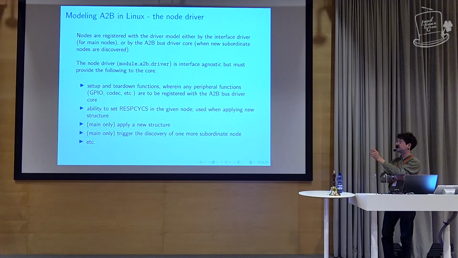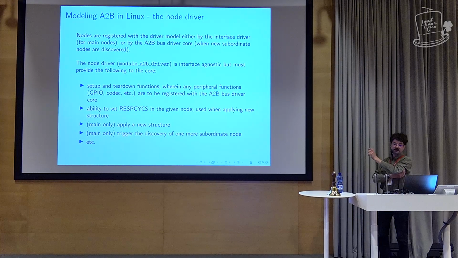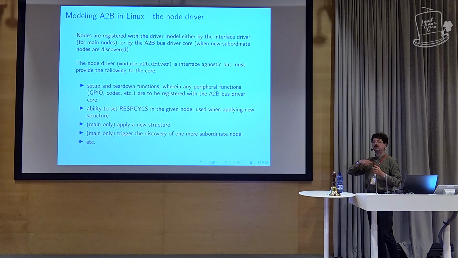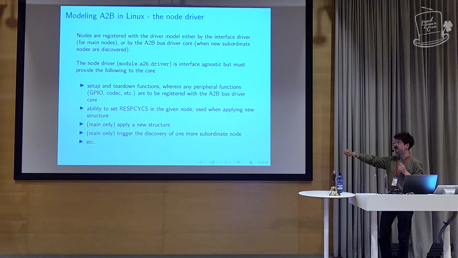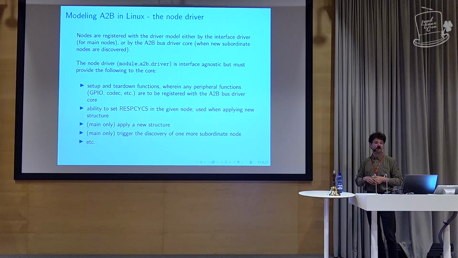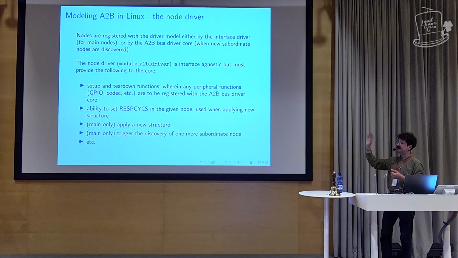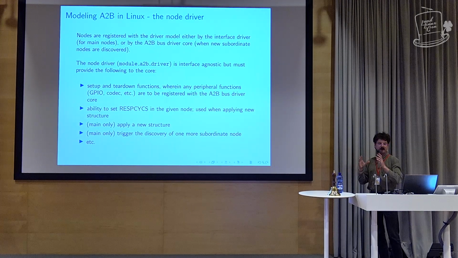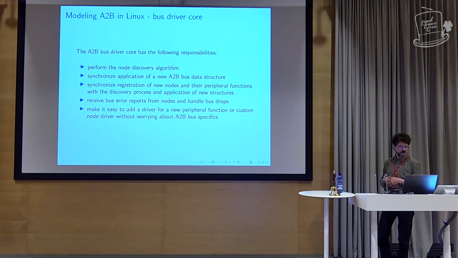And also the discovery process. Main nodes also have to offer a way of triggering a discovery packet to be sent downstream. And they will also raise an interrupt when something has been or has not been discovered. So the node driver is just exposing these features as well. And crucially, the response cycles also need to be configured. But these functions just get exposed to the bus core, which I think is on the next slide.